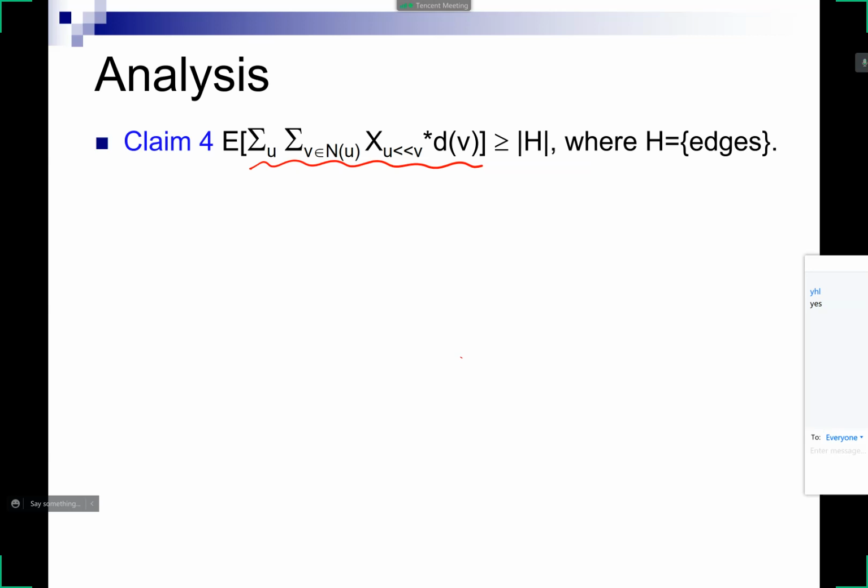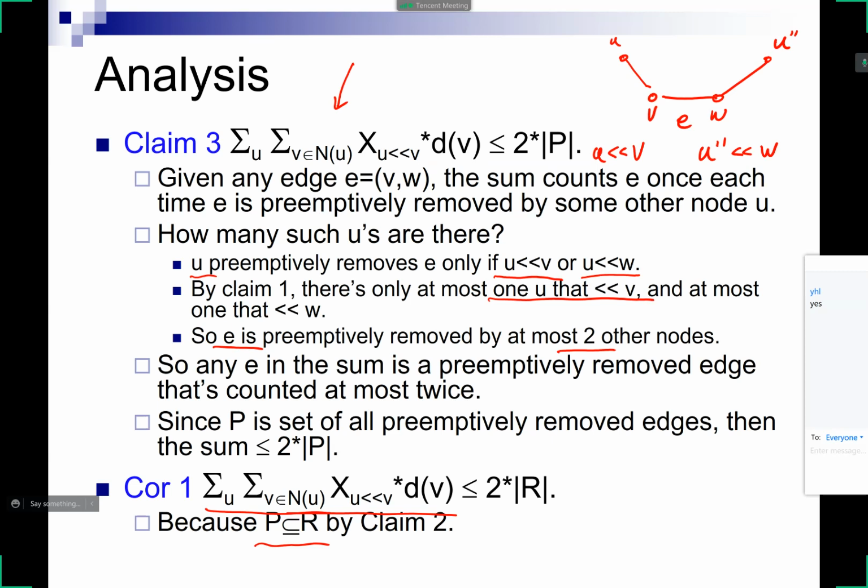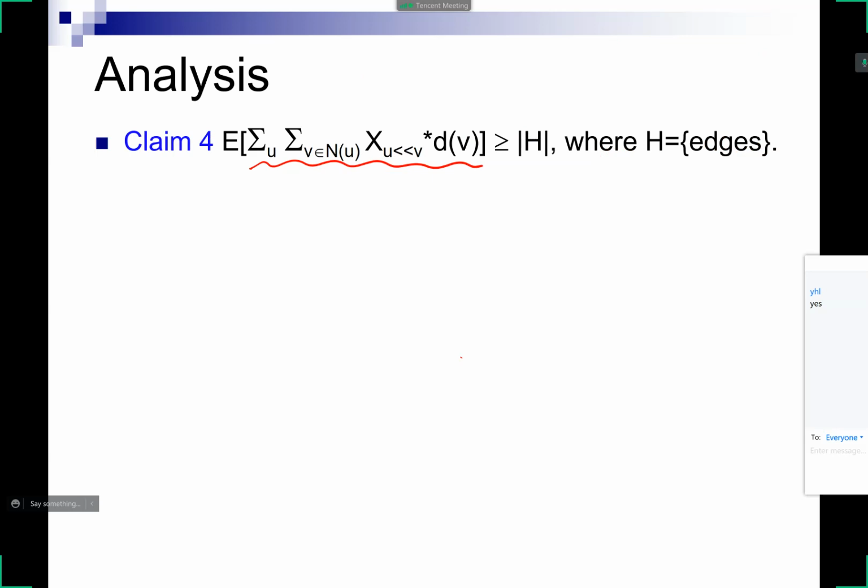Okay, and on the previous page, we were saying that this sum is not too large, it's no more than 2p. But now we're going to say that the expectation is not too small. It's going to be at least the number of edges. So h here is going to be the number of edges. I'm not using e here because I'm using e for expectation. So h is the set of all the edges in the graph, and the claim is that the expectation of the sum is going to be at least the number of edges.